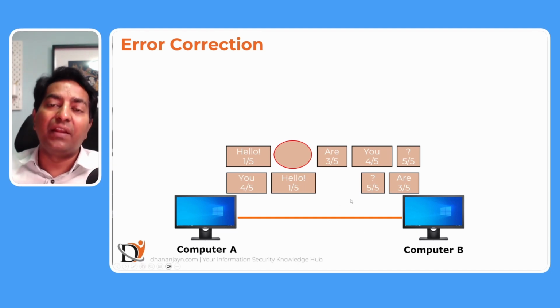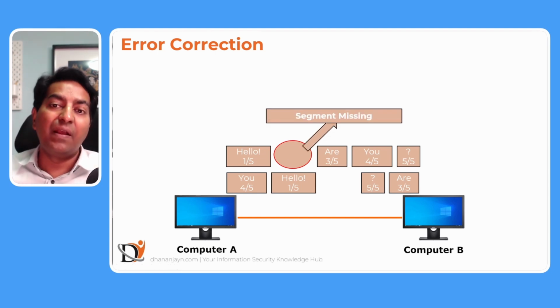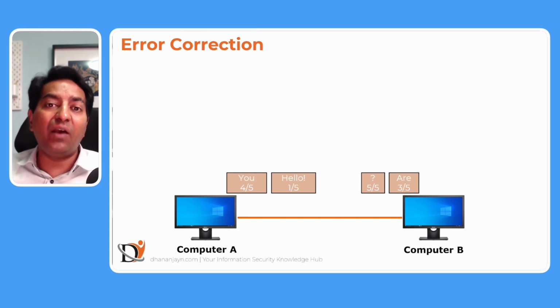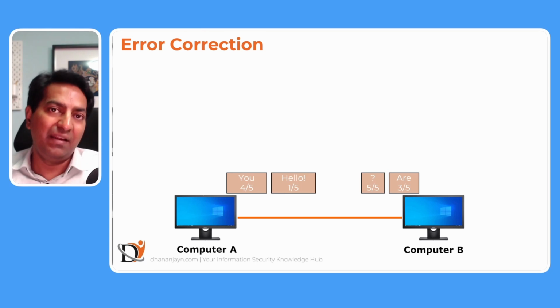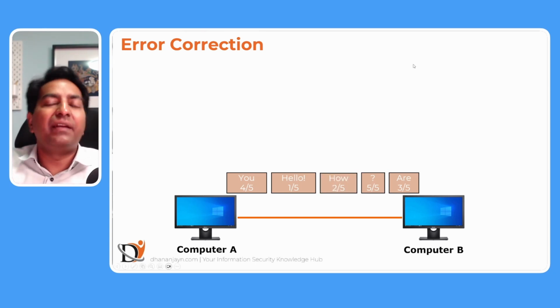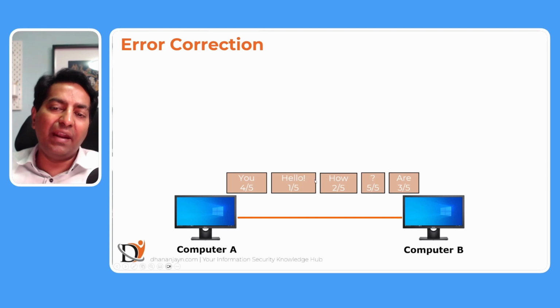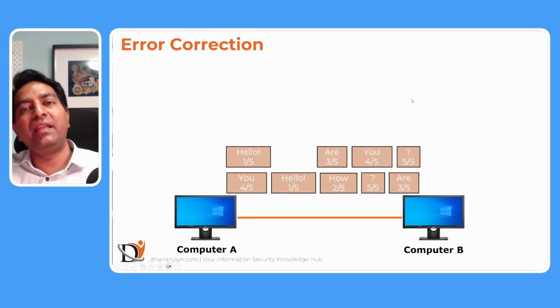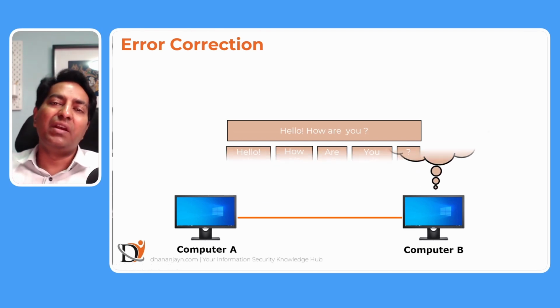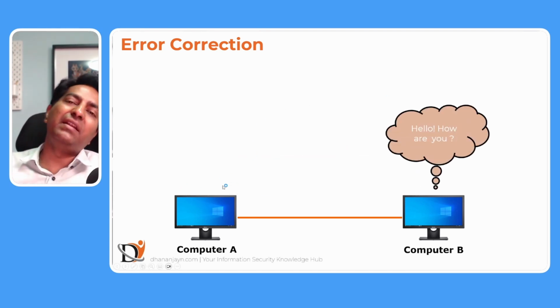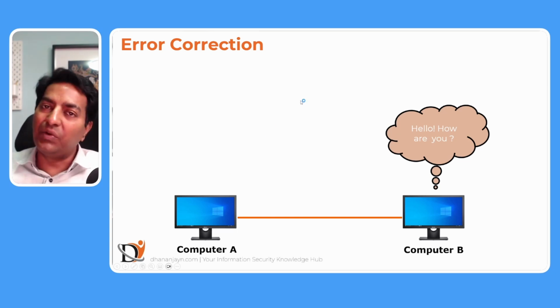If the destination data link layer sees some error, it will report back to the source transport layer. Here you can see it is reporting back to the source that a segment is missing. Now the transport layer of the source computer will send only that missing segment to the destination, and that will be received and reassembled, and finally the message will be displayed. This is how error correction is done by the transport layer in the OSI model.